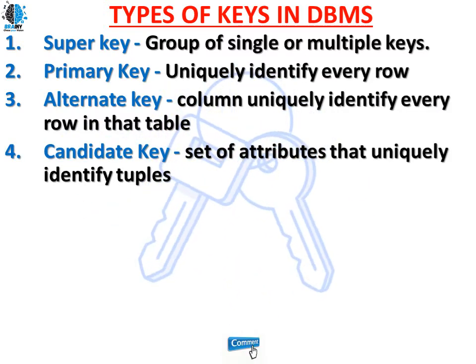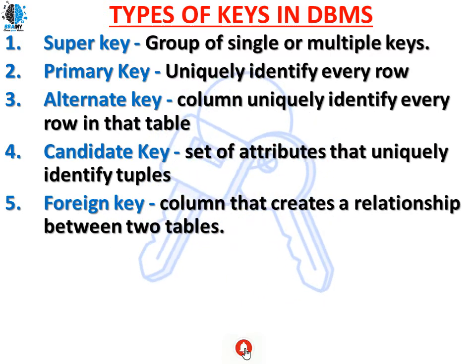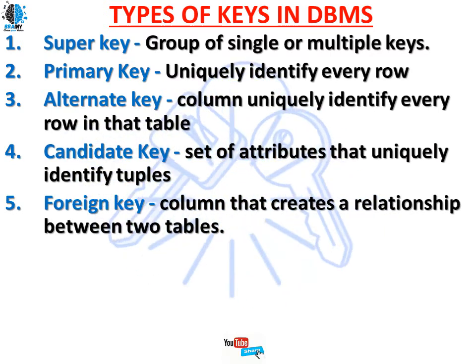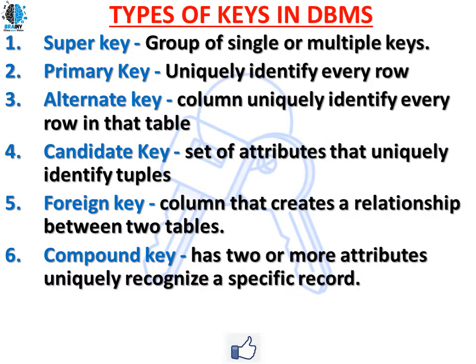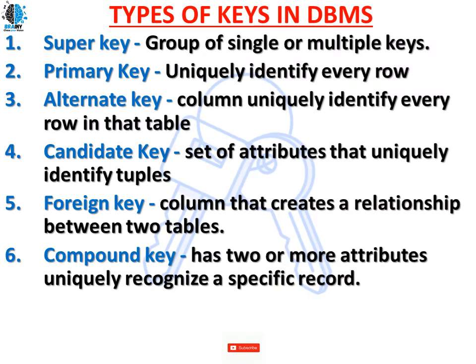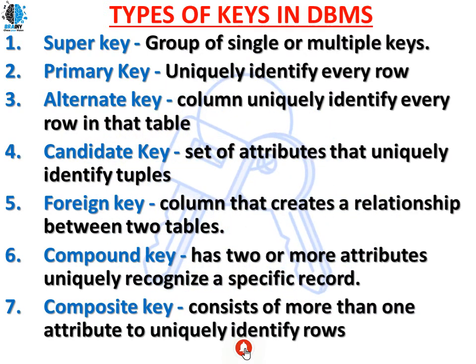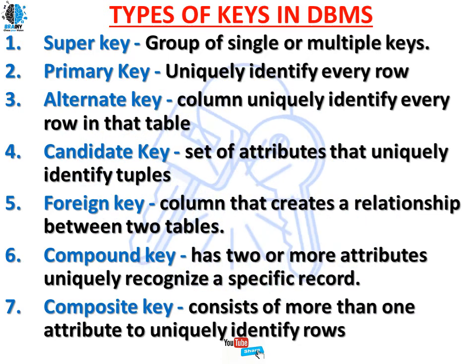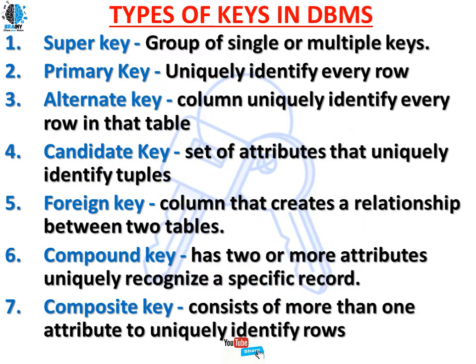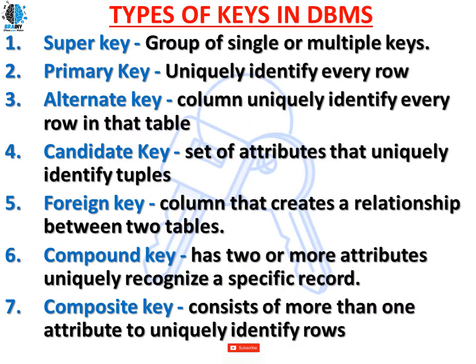Candidate key: set of attributes that uniquely identify tuples. Foreign key: column that creates a relationship between two or more tables. Compound key: has two or more attributes that uniquely recognize a specific record. Composite key: consists of more than one attribute to uniquely identify rows. In all these seven different types of keys, you will be able to recognize one thing.